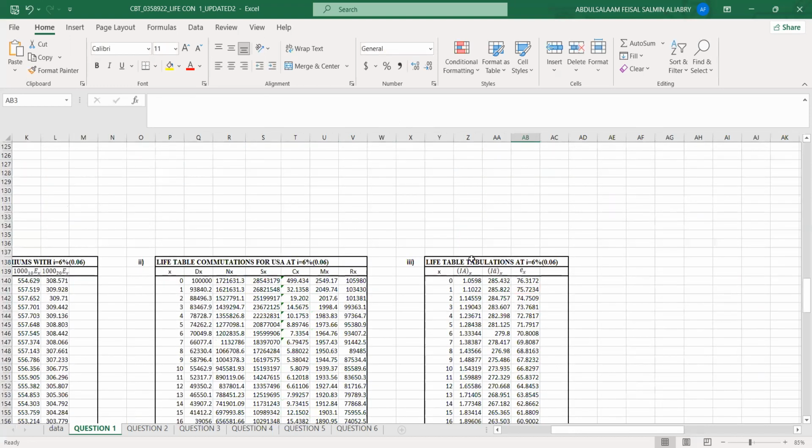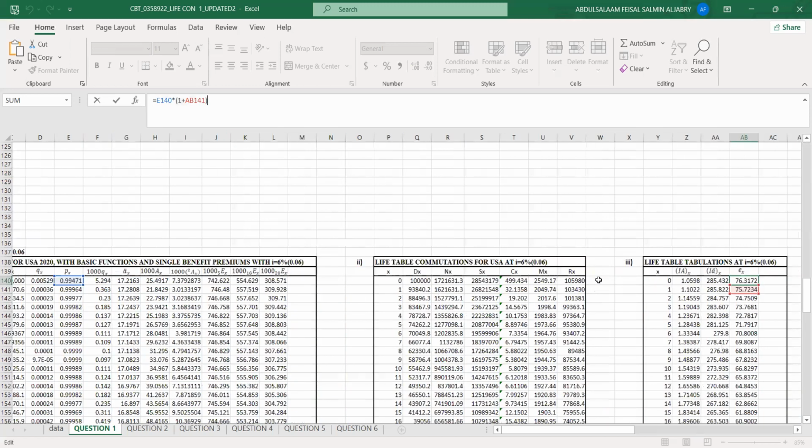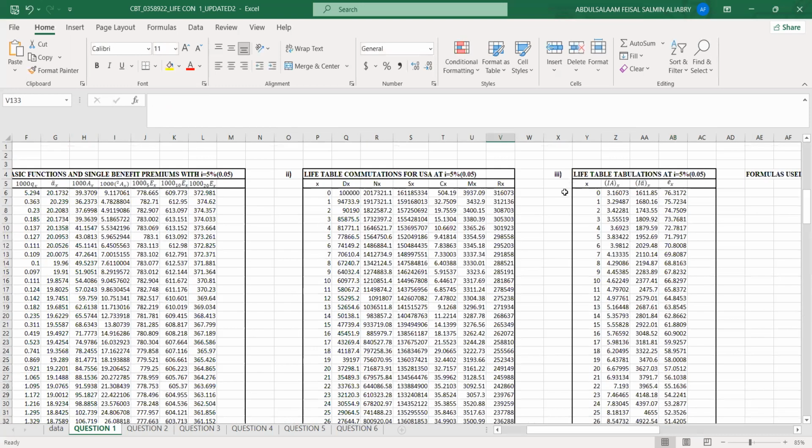Now again, to find the tabulations at 6%, everything else is the same. The only difference is the I used. IAx is Rx over Dx. IA double dot x is Sx over Dx. And to get the curtate life expectancy, again we take the px, multiplied by 1 plus the next curtate life expectancy, which is the below part. And that's that for question number 1.